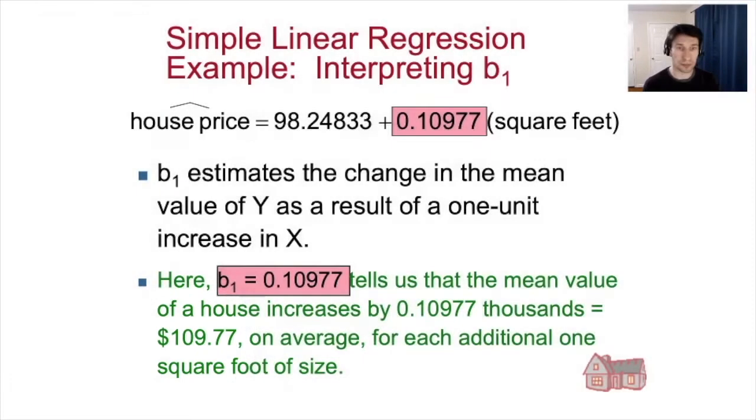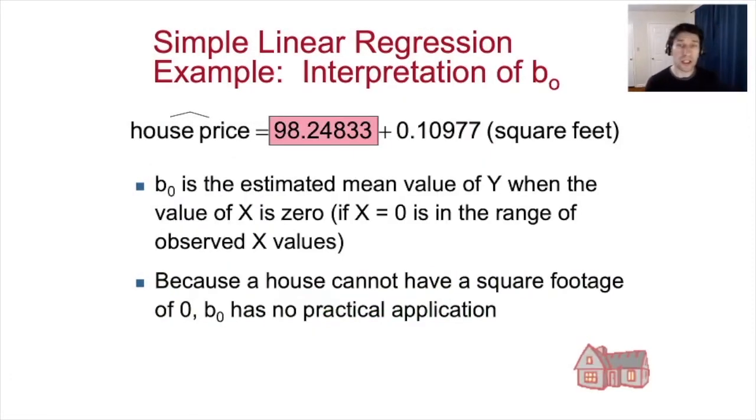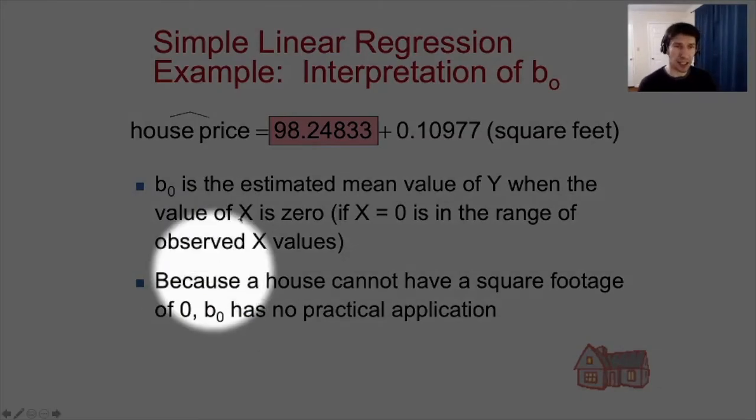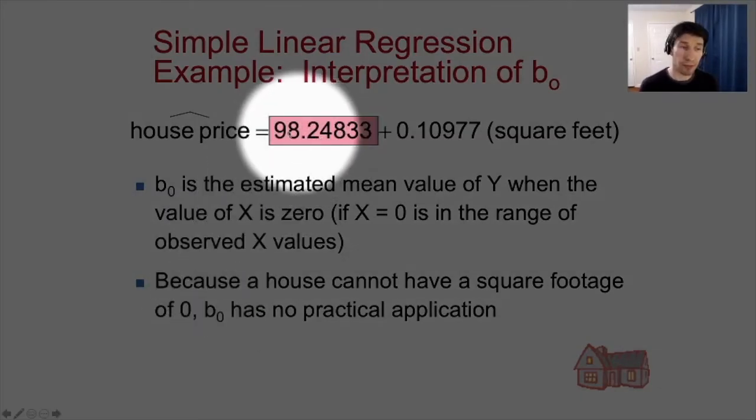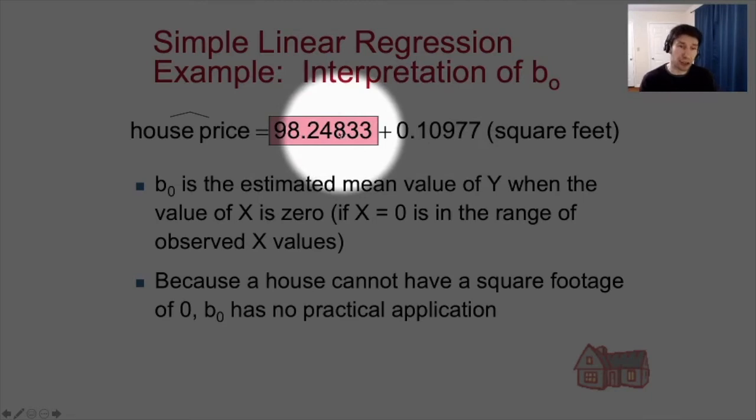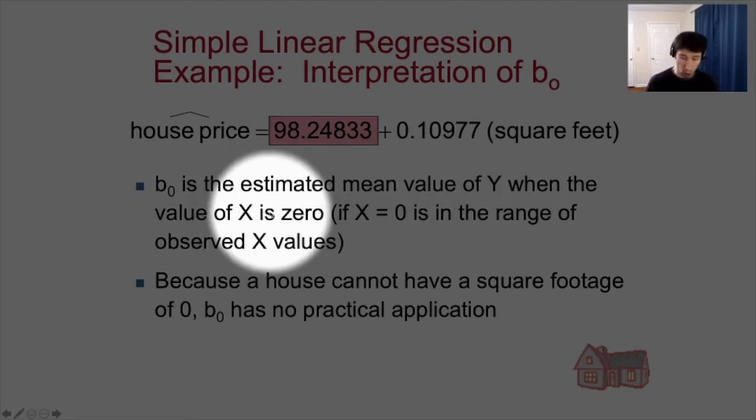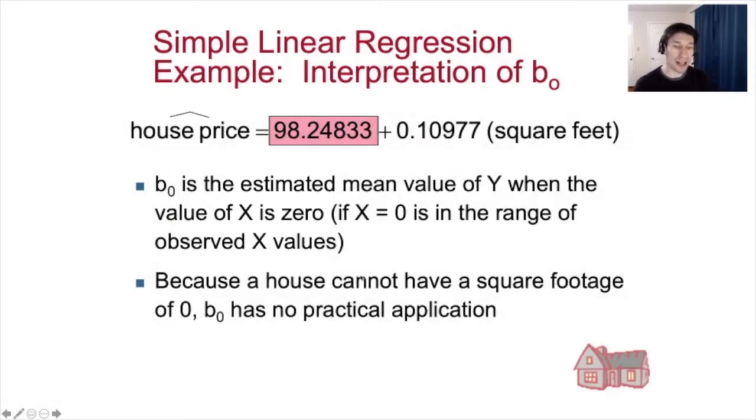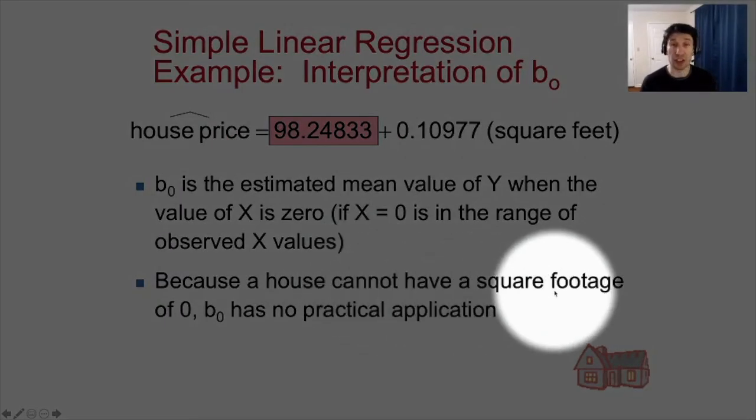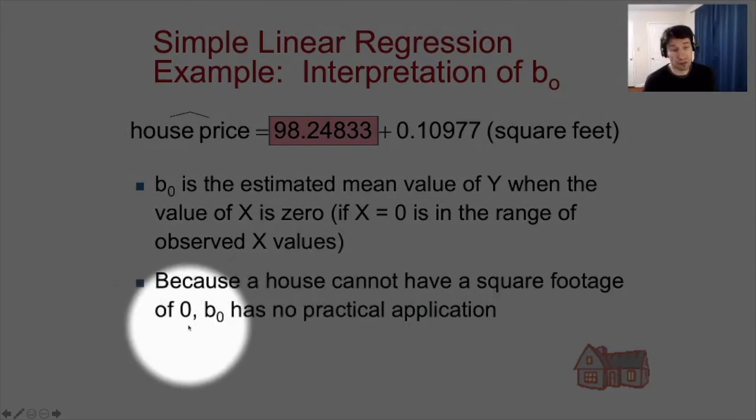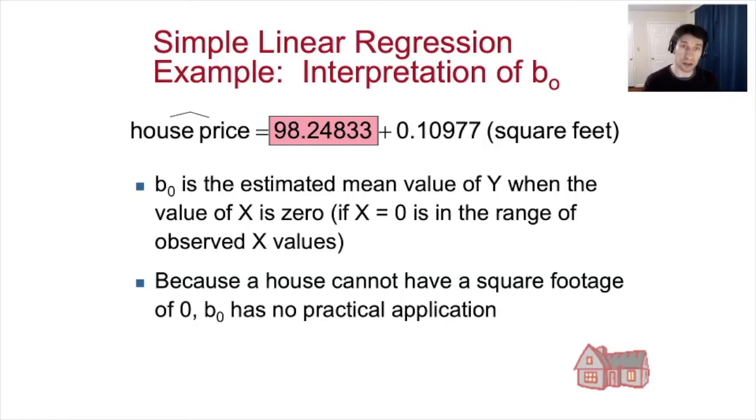the house. Now you might ask, what is the interpretation of b0 then? Well, in this case, it doesn't really make sense. 98.24 is the intercept of our regression line. It is the estimated mean value of y when the value of x is 0. But in this case, a house cannot have a square footage of 0, then there's no house. In this particular case, b0 has much less of a practical application than b1.